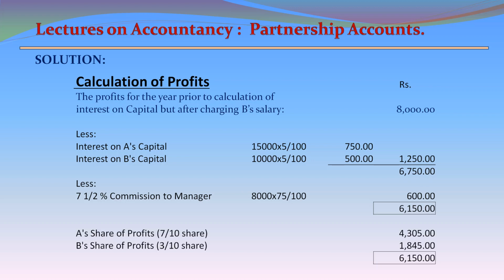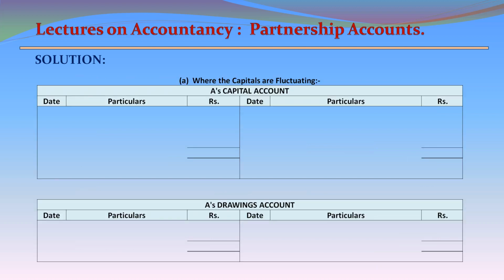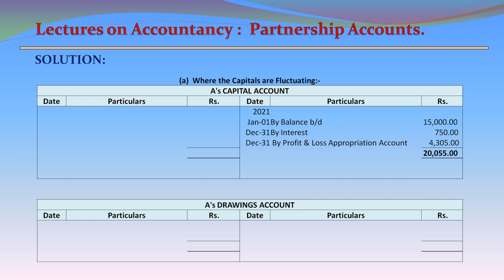So A's share of profit, 7/10 of 6,150, is 4,305. B's share of profits, 3/10 of 6,150, is 1,845. Total 6,150. Where the capitals are fluctuating, A's capital account and A's drawing account. In A's capital account, January 1 by balance brought down 15,000. December 31 by interest 750 rupees. December 31 by profit and loss appropriation account 4,305.